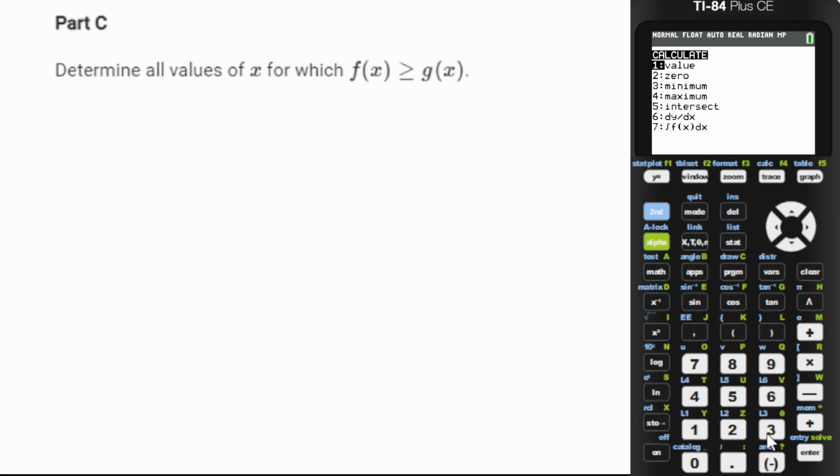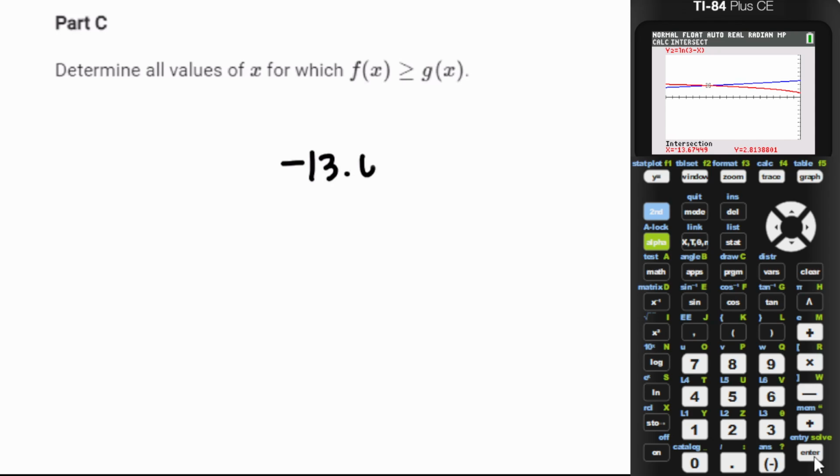So what I need to do is calculate the intersection of the blue curve and the red curve. Give it a guess. And that is my guess. Okay, and then x is going to be negative 13.674. If f is greater than or equal to g, that's where blue is above red. So that's going to be after negative 13.674, so x is greater than or equal to that number. Remember, always 3 decimals in this class.